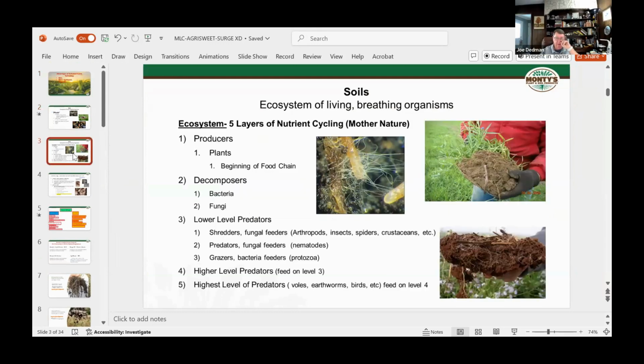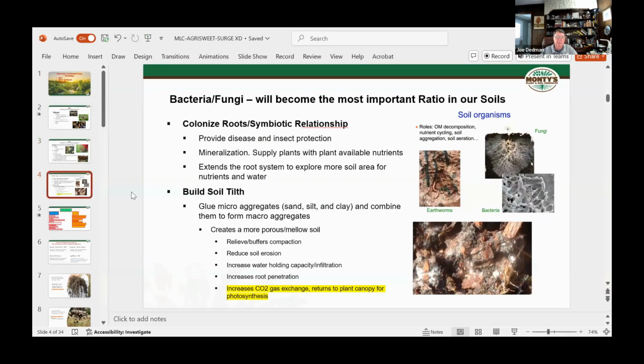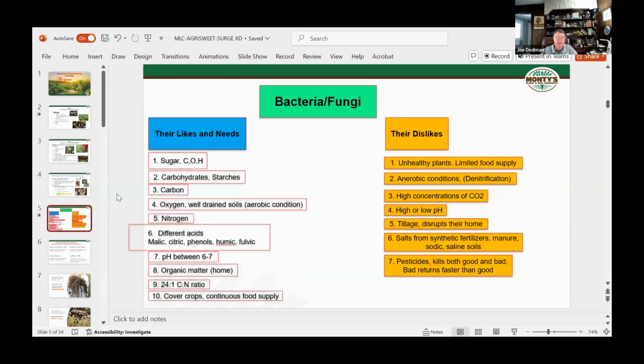So as I went down through here, this is the ecosystem of the soil that we talked about, the bacteria, the fungi. This is the one that's talked about building soil health, soil tilth, use of the bacteria, the fungi. These ratios are very important. And then this one just shows the likes and dislikes of what's going on when we happen to make the bacteria and the fungi flourish. And that's what we see on the left is their likes and on the right is their dislikes.